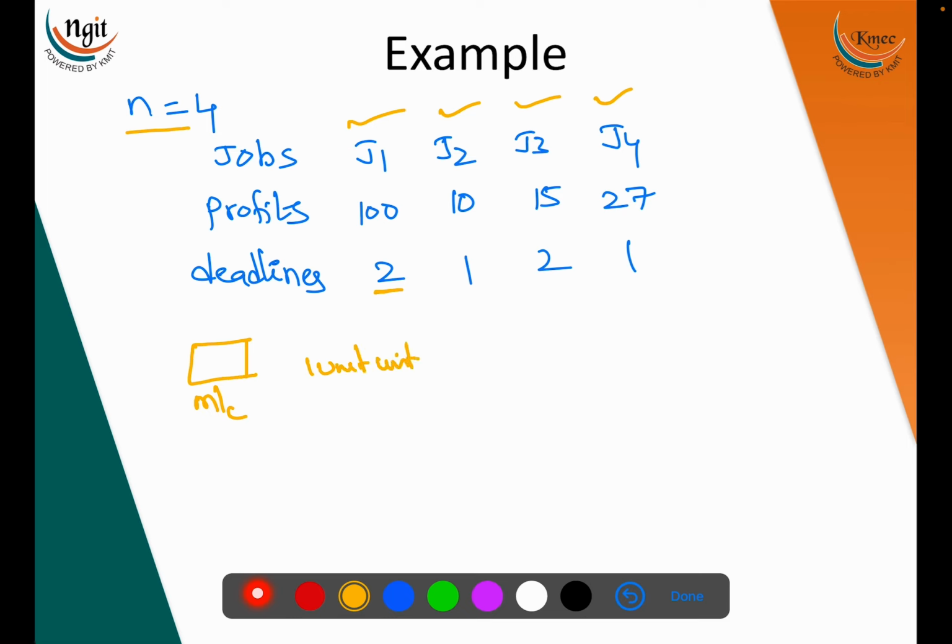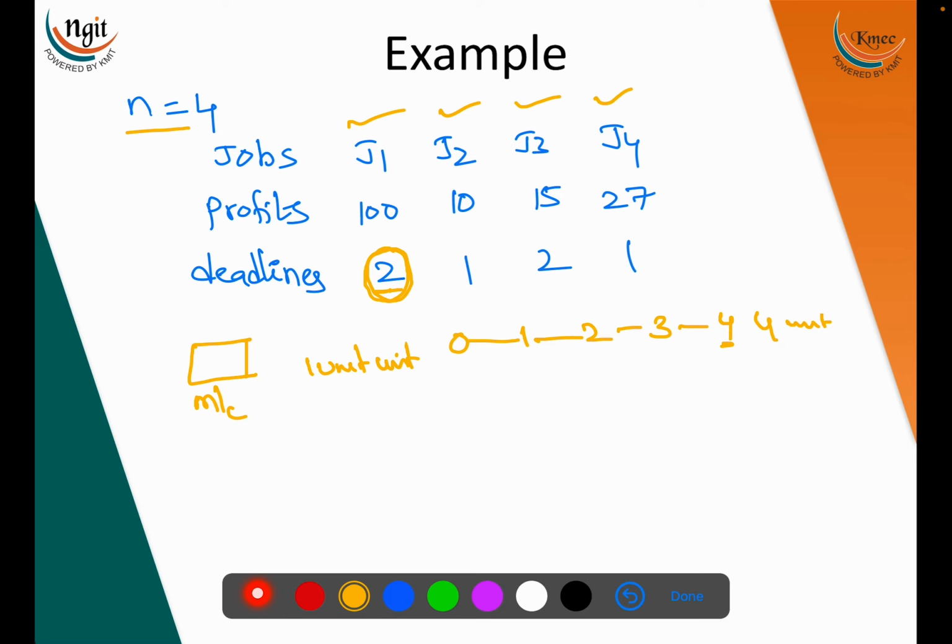Our machine takes 1 unit of time to complete each job. For a total of 4 jobs, the machine would take 4 units of time, that means 4 slots: 0 to 1, 1 to 2, 2 to 3, 3 to 4. But I did not find any job which waits up to the 4th hour. The maximum deadline is 2. So the maximum deadline always indicates the number of jobs you can complete.